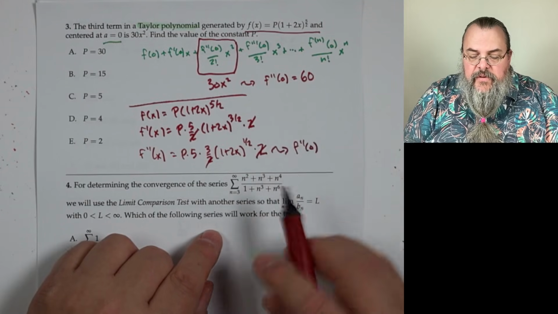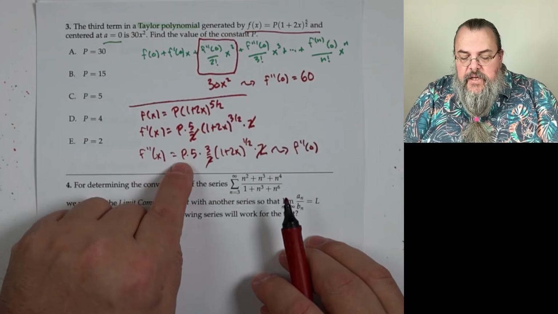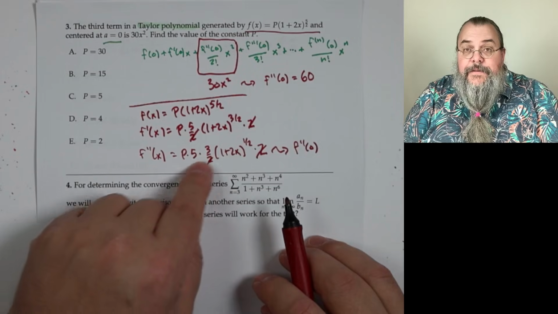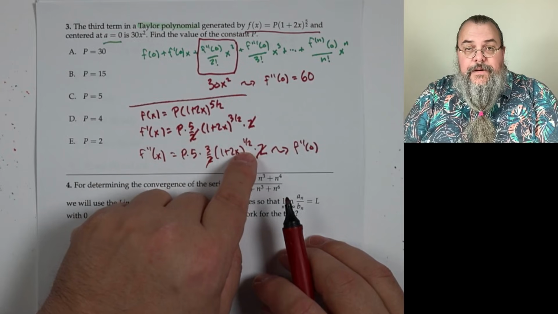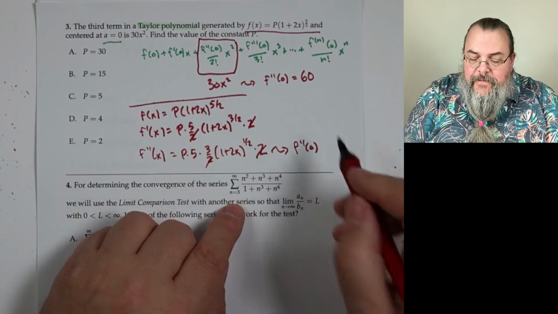And from here we can plug in. We're going to say, well, what happens to f double prime of 0? We get p times 5 times 3. That's 15p times 1 to the 1 half. So that's 15p.